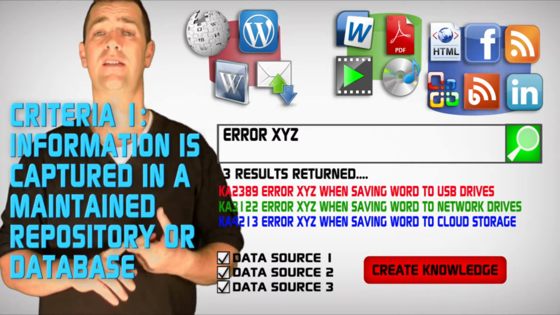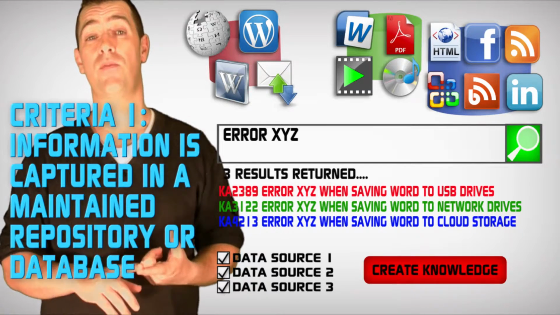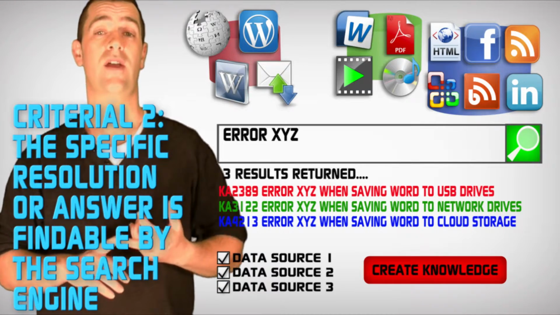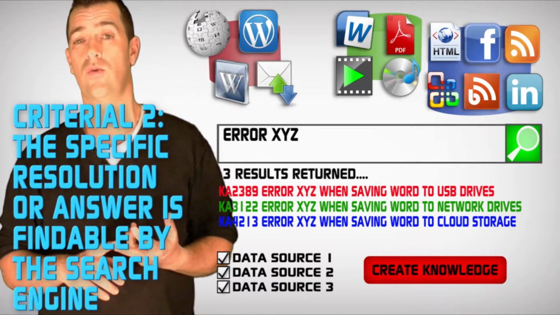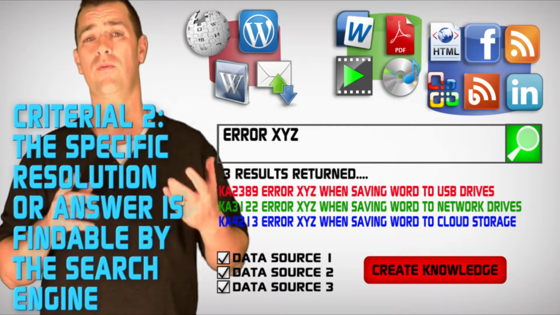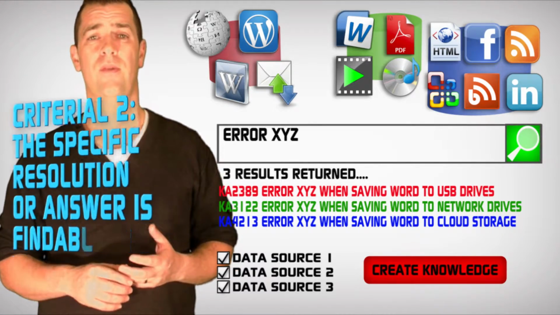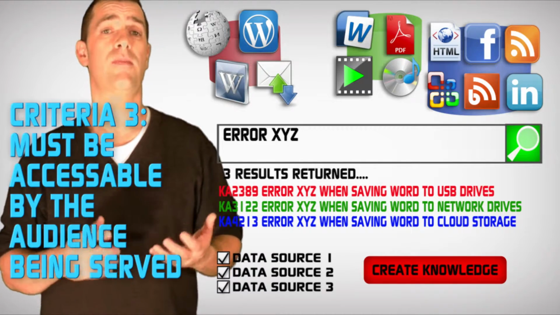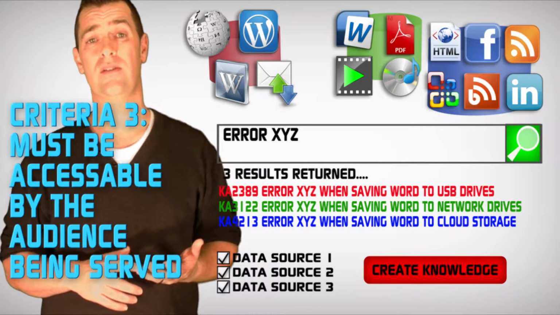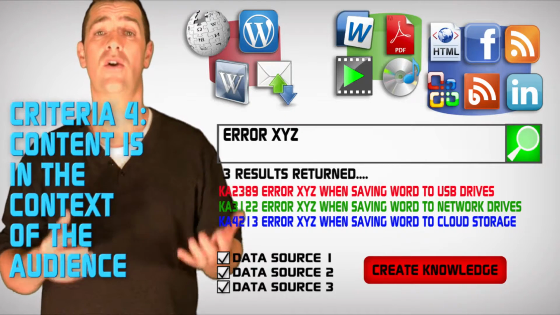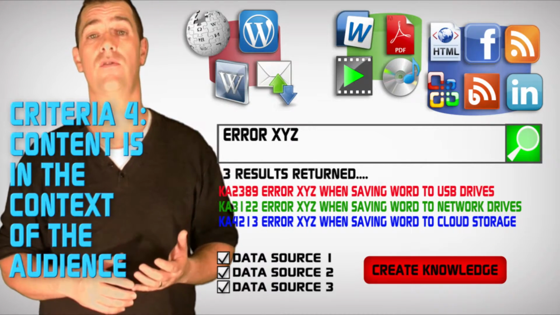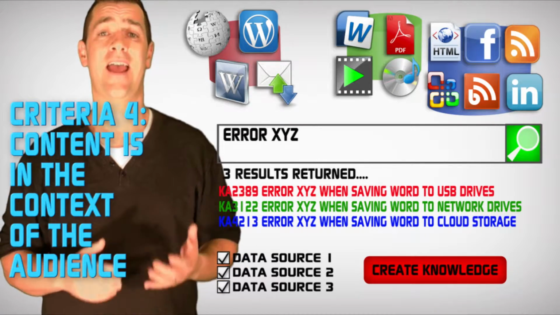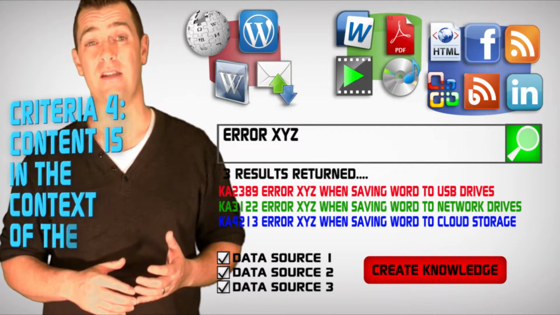The information is captured in a maintained repository or database. The specific resolution or answer, being a sentence or a paragraph, is findable by the search engine. It is accessible by the audience being served. This could be both internal and external users. The content is in the context of the audience that is looking for it, meaning they can find it using their words and phrases, and they can use it and understand it.